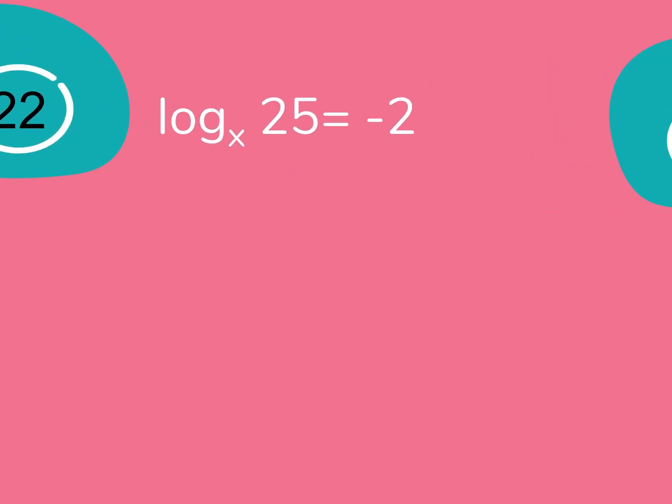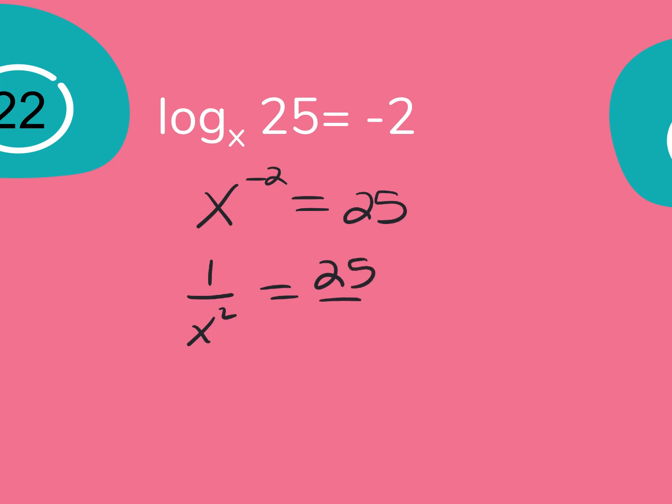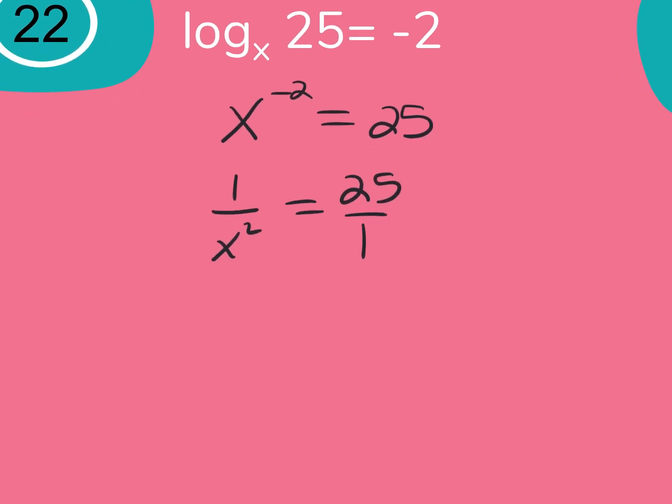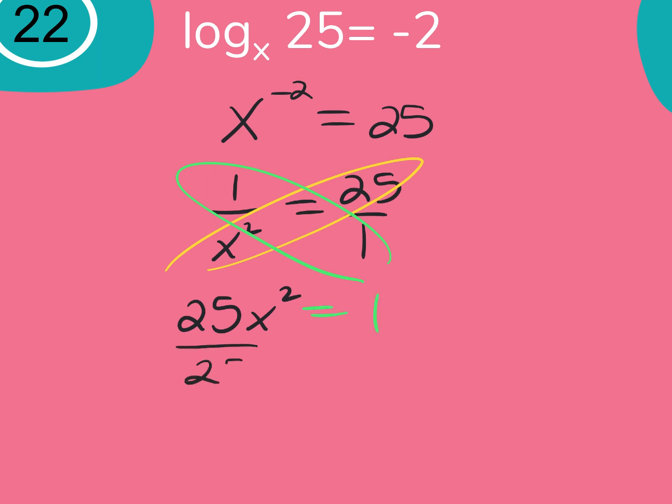So let's go ahead and convert this to exponential. This will turn into x to the negative 2 equals 25. Now, here I can't do a change of base, but what I could do is turn this into a proportion. So what I could do is turn this into 1 over x squared, and then 25 over 1, and then cross multiply. I would get 25 times x squared, I'm multiplying diagonally, equals 1, and then divide by 25.